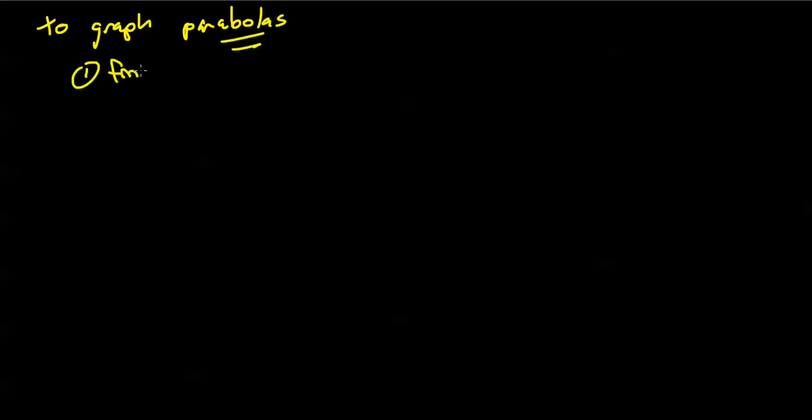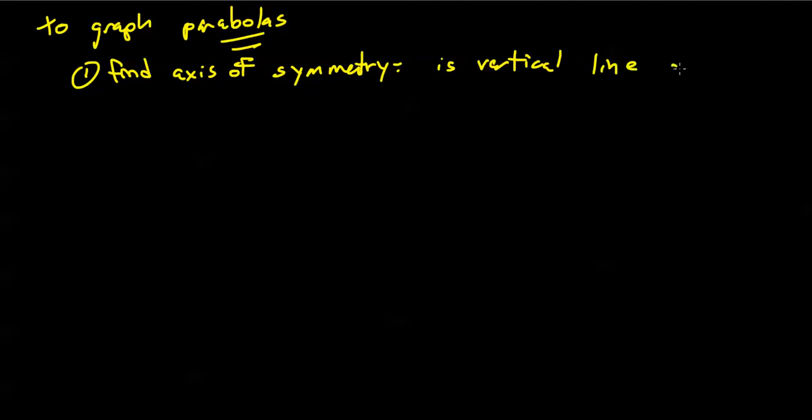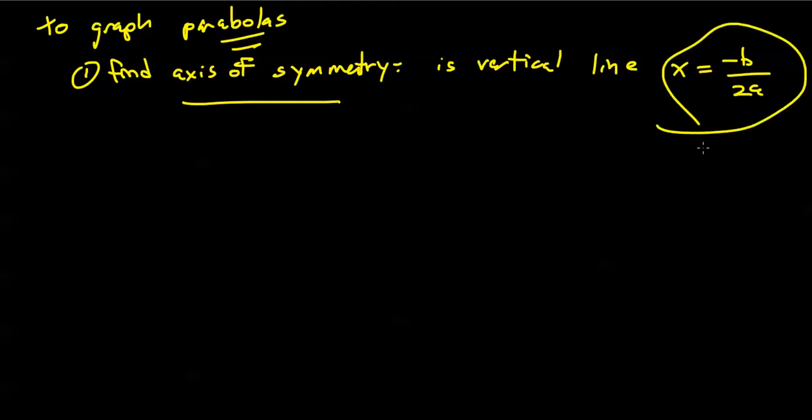Alright, new screen. To graph parabolas. Step 1. Find the axis of symmetry. Now, the axis of symmetry is the vertical line x equals minus b over 2a, where of course a, b, c are the coefficients of the quadratic equation of interest when the terms are arranged in standard form. Okay? Alright, axis of symmetry, x equals minus b over 2a, a simple formula that will give you the axis of symmetry.